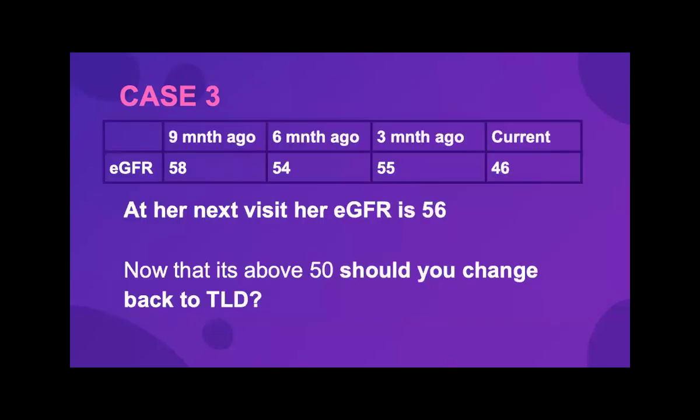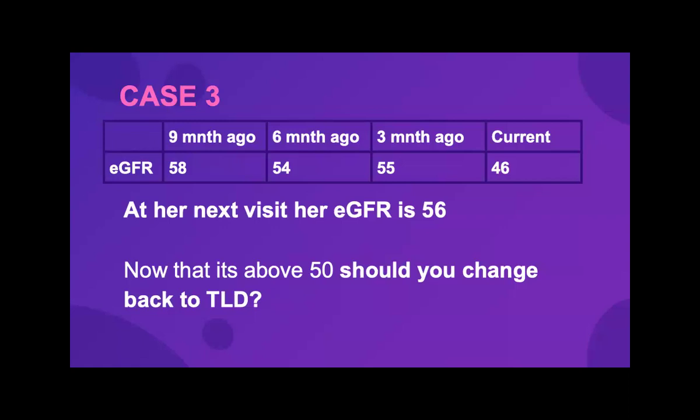So our patient now comes in for review with her next results. Her eGFR is back above 50, it's 56. So now the question comes, should we change her back to TLD? Because her eGFR is above 50, should we be changing her back? If we look back at her trend of her renal function, it has been fluctuating quite a lot, and it goes above and below 50.